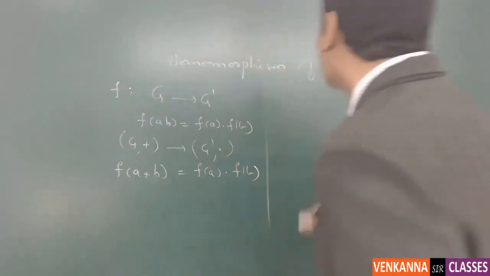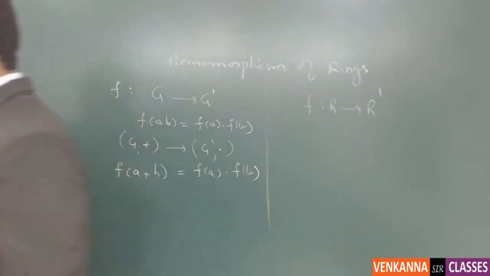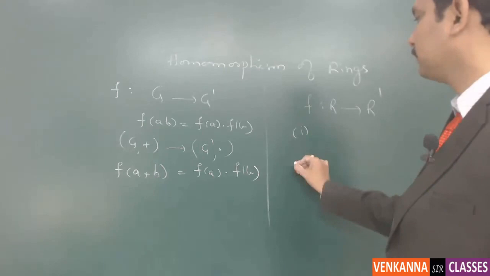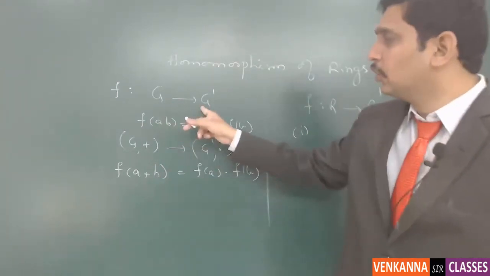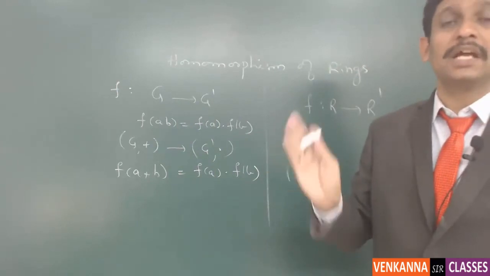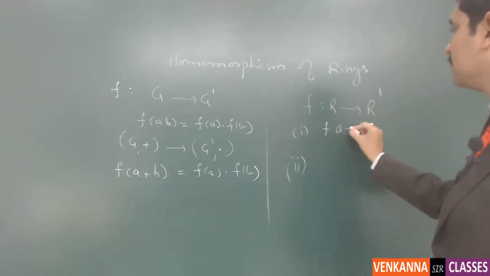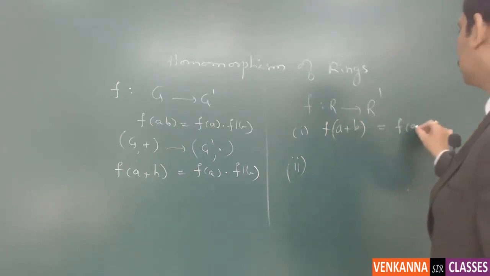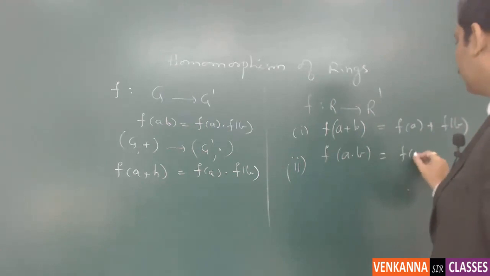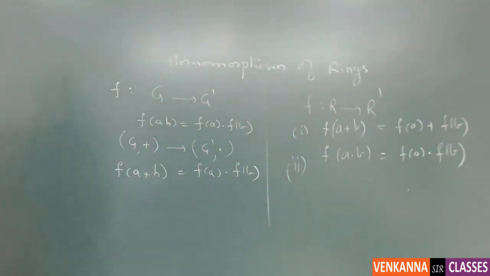Now, coming to the concept of rings, if you take that f from R to R dash is a function between two rings, then here f must satisfy two conditions. Because in a group, you are dealing with only one binary operation. In rings, you have two operations, addition as well as multiplication. So the first condition is based on addition, that f of a plus b is equal to f of a plus f of b. And second condition, f of a dot b is equal to f of a dot f of b. So if f satisfies these two conditions, we say that it is a ring homomorphism.